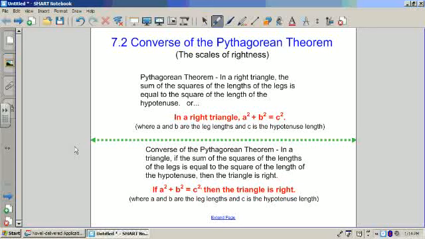This is section 7.2, the converse of the Pythagorean theorem. I've got a bunch of words here, and if you need to write them down, you can pause the recorder to do them. I'm going to talk fairly quickly.